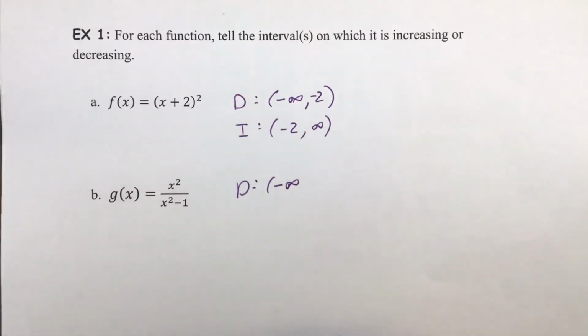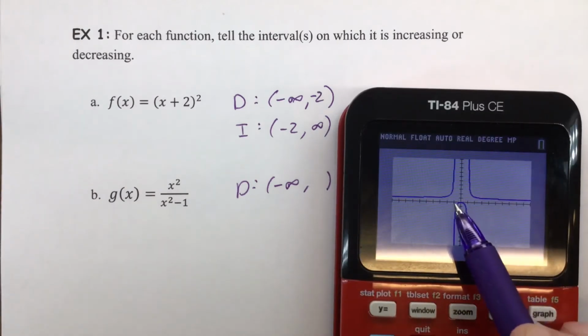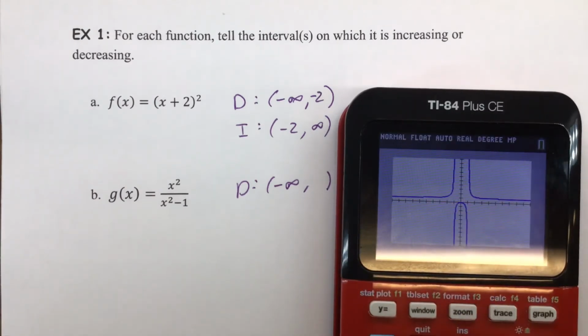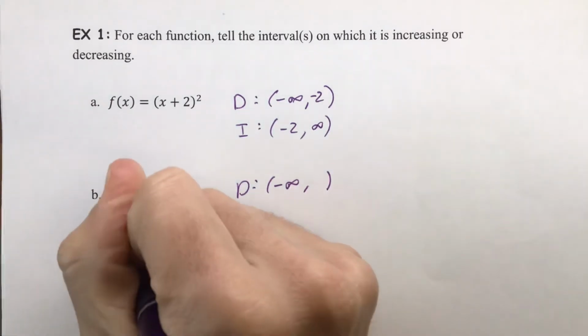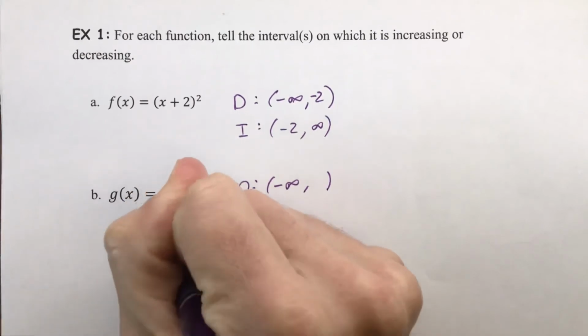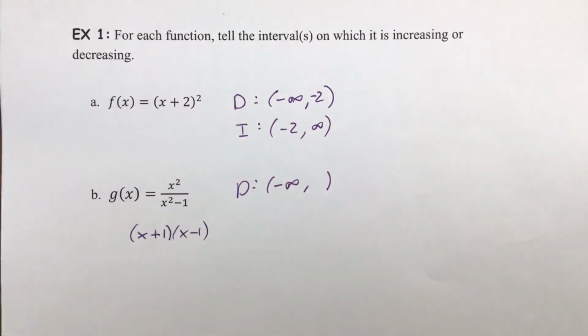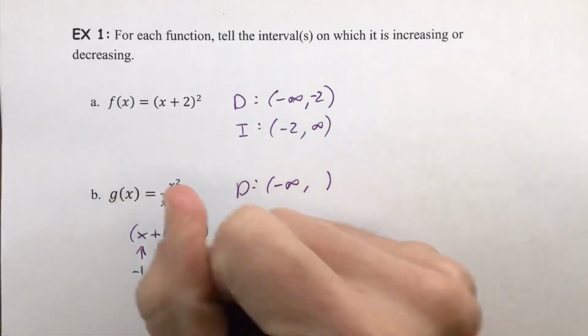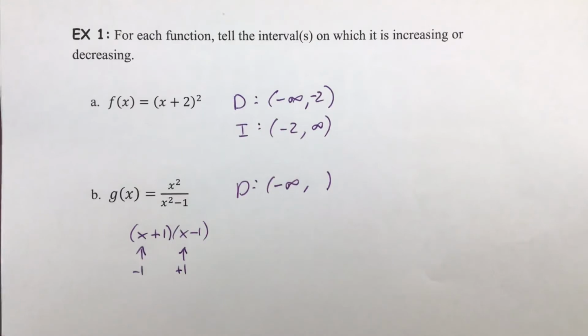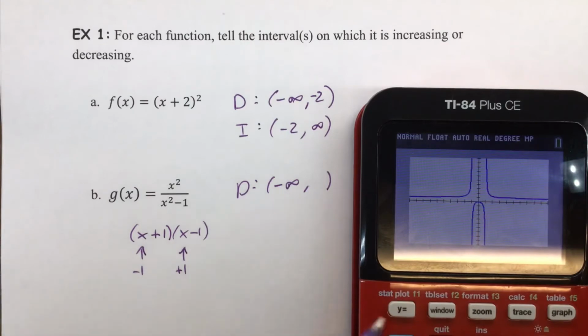Decreasing, we've got -infinity up until we get to that asymptote. And these vertical asymptotes, we can figure out what they are by actually factoring the denominator. This is the difference of squares, which is going to factor into x plus 1 times x minus 1. That means that those vertical asymptotes are at -1 and +1. All right, so I stated this as decreasing. It's actually increasing.